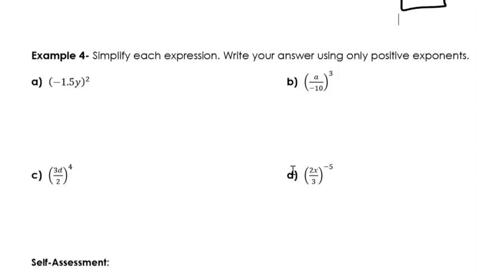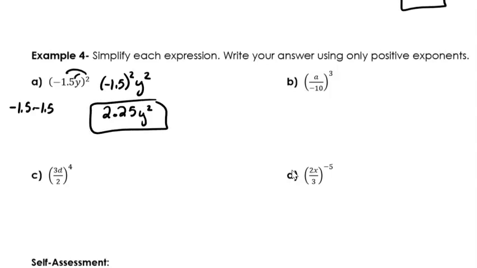And then on example 4, here we have negative 1.5y being taken to the squared power. This is the power of a product. You take that squared to everything in here. So you do negative 1.5 squared and y squared. Now, when you do negative 1.5 squared, you're taking negative 1.5 times itself. So that should end up positive. So it's 2.25 y squared.